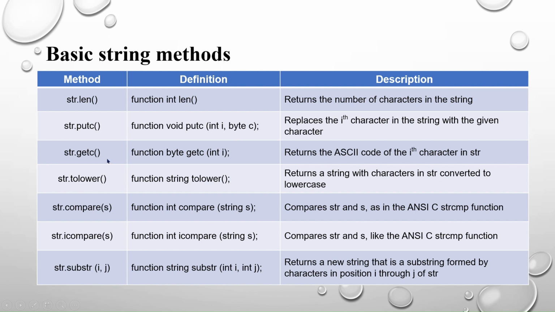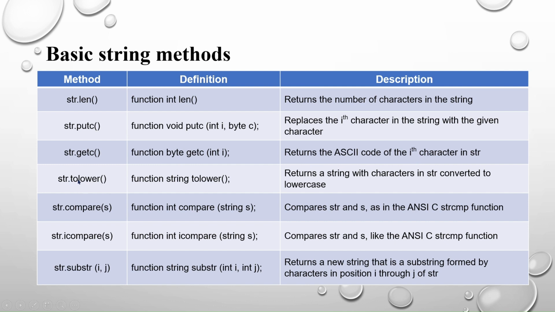And next one is string.getc. It is a function with one argument that returns a byte. We use it to get the character at the given index value. It returns the ASCII code of the ith character in the string.